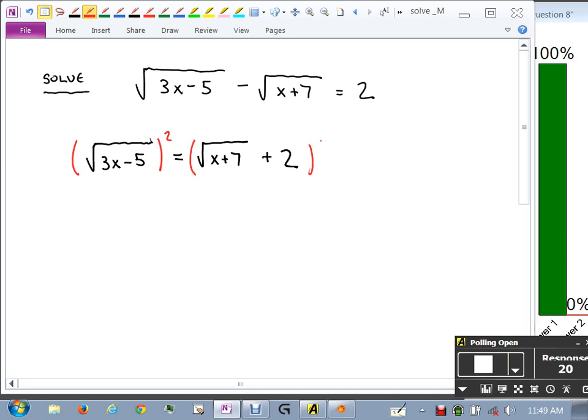Notice on the left side, the good news is the square and the radical are going to cancel each other out. You'll get just the radicand on the left. On the right, you'll have to FOIL or expand. Yes? No, because this radicand is trapped under the root. The only thing that changes when you move it to the other side is that instead of becoming a negative root, it's now a positive root. Yes?